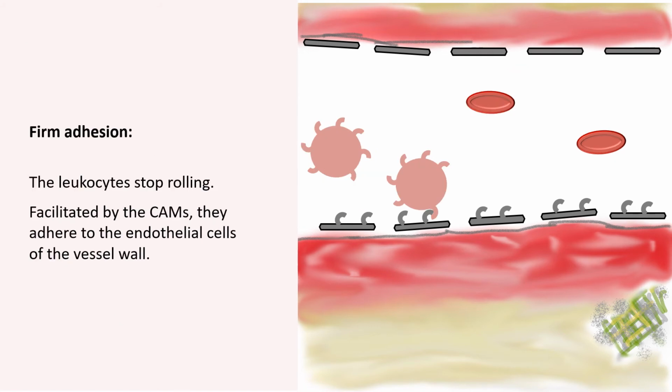And then eventually we get firm adhesion. The leukocytes stop rolling. This, as we said, is facilitated by the CAMs. So the cell adhesion molecules have finally slowed them up enough to completely stick to them. And the leukocytes adhere to the endothelial cells of the vessel wall.